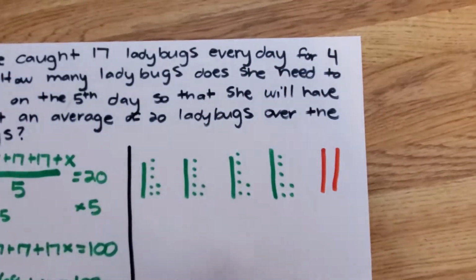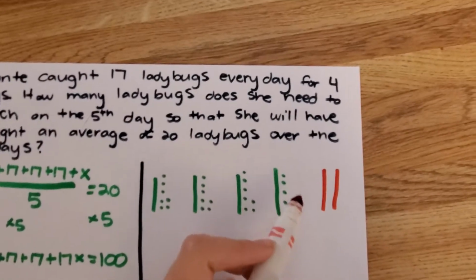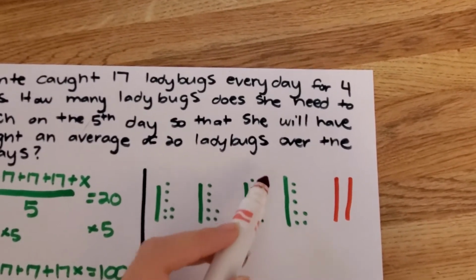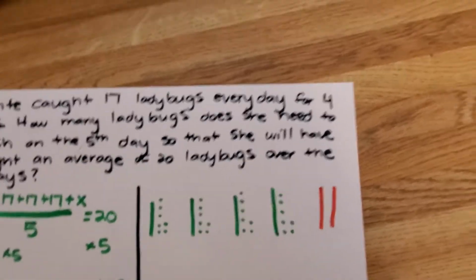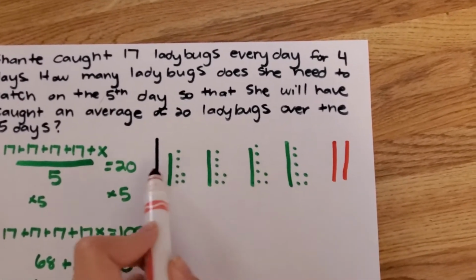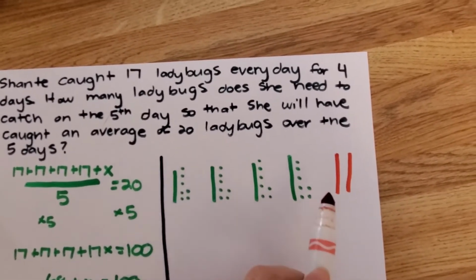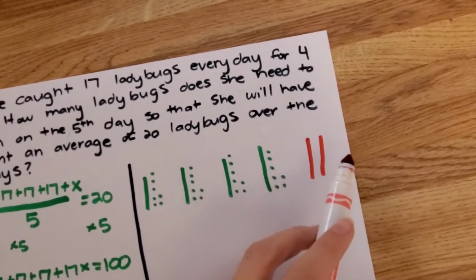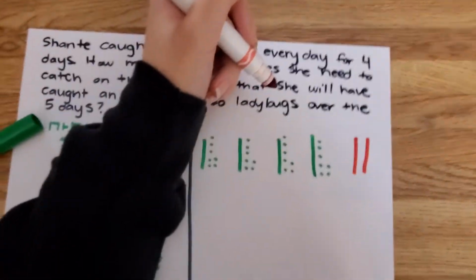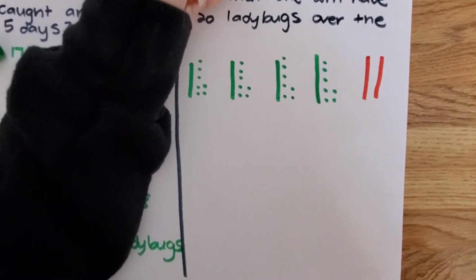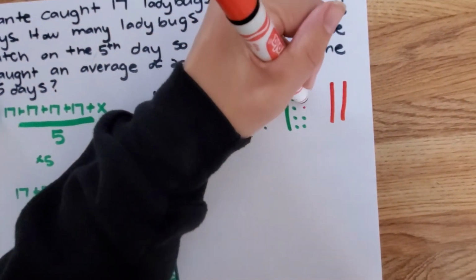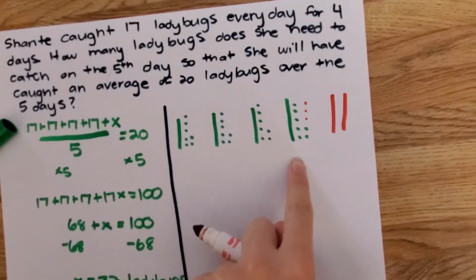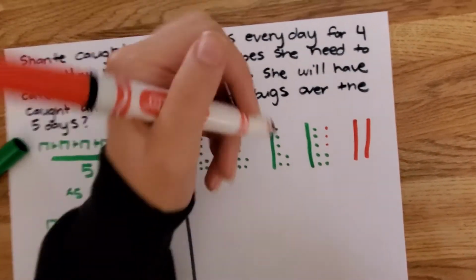This is my 10 and my 10 for 20. Now I am going to put in each of these dots to make it so that they all look like they have 20, but we know that we only caught 17 on this day. So all of these extra red ones belong to this 5th day. But to make it look like we caught 20, or have an average of 20 on all of these days, I have to add 1, 2, 3 here. Now it looks like I caught 20 on the 4th day.